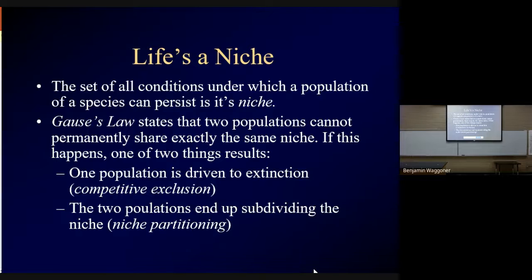If that happens, one of two things results. Either one population gets driven to extinction: the populations compete and one of them is just better than the other in something and ultimately gains the edge. That's called competitive exclusion. The other possibility is that the two populations could end up subdividing the niche, and we call that niche partitioning.